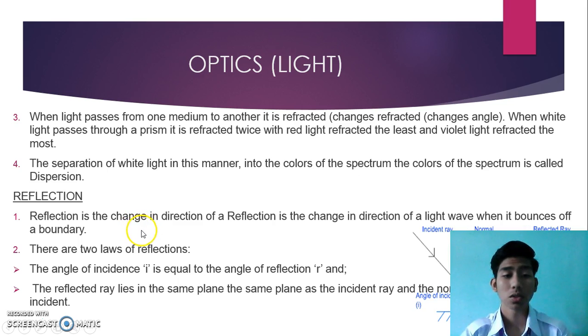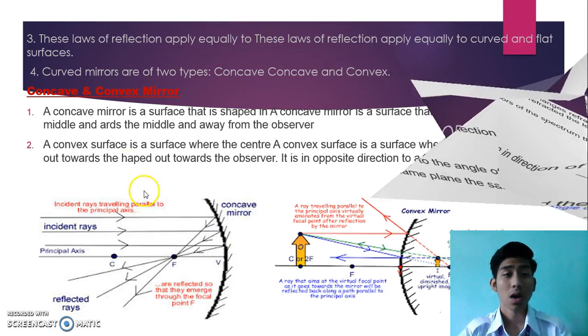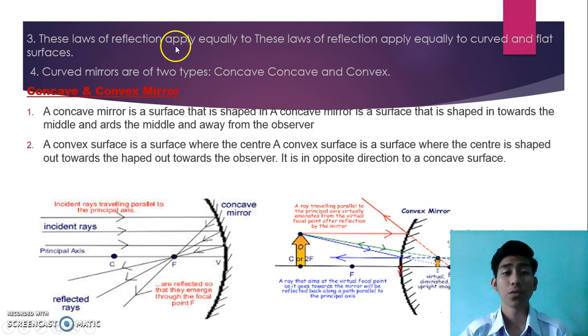Reflection. Reflection is the change in direction of a ray when it bounces off a boundary. There are two laws of reflection. The angle of incidence i is equal to the angle of reflection r, and the reflected ray lies in the same plane as the incident ray and the normal at the point of incidence. These laws of reflection apply equally to curved and flat surfaces.